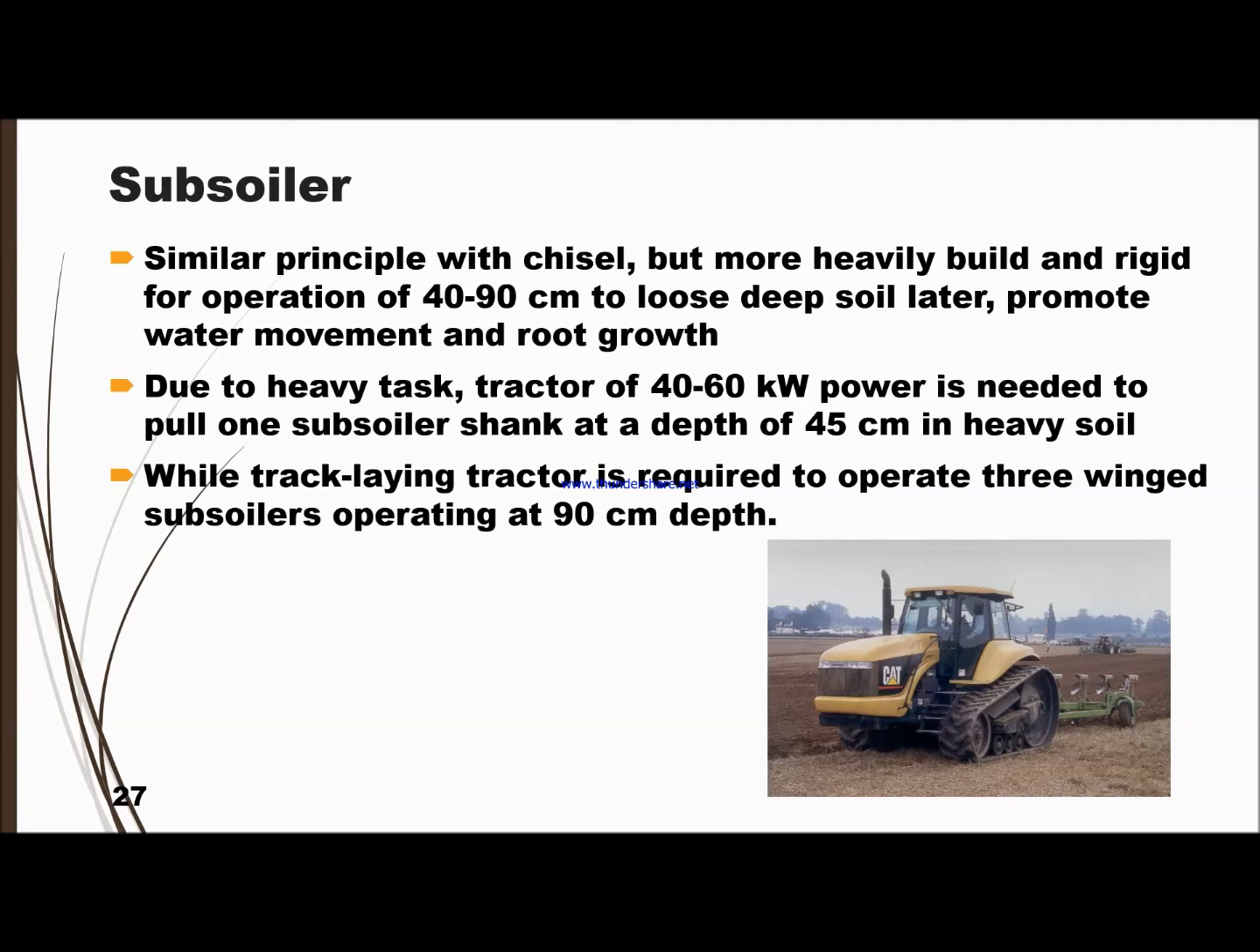Normally, we require a heavy tractor, up to between 40 to 60 kilowatts of power, to pull one subsoiler shank. So this is a huge tractor. In this case, you can see the special tractor using a track, so really good traction to the soil. A track-laying tractor is required to operate a three-winged subsoiler at 90 centimeter depth.